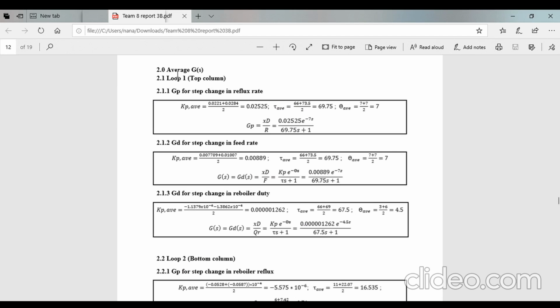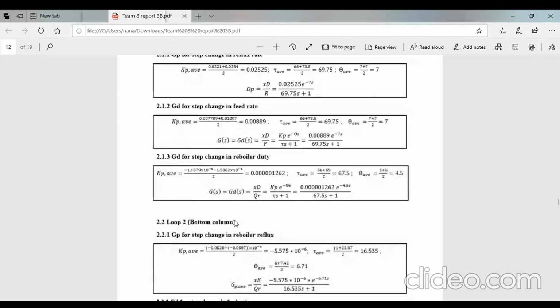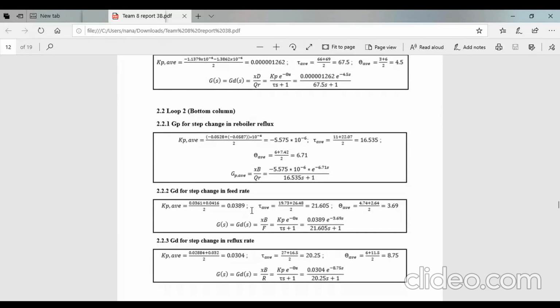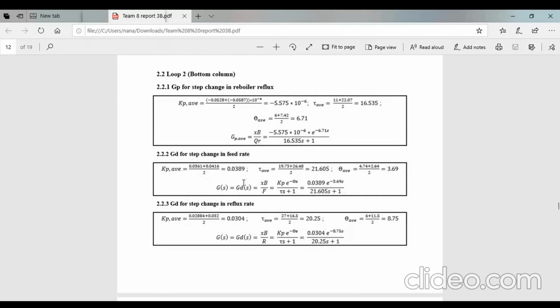For the average GS for loop 1, the top column, we calculate the KP, theta average, and tau average to obtain the GP. For the GD, for the feed rate, we calculate the GS, and the same for the reboiler. For loop 2, we calculate the same KP, theta average, and tau average to obtain the average GP and also the GS, where for the feed rate and the reflux, GS equals GD.